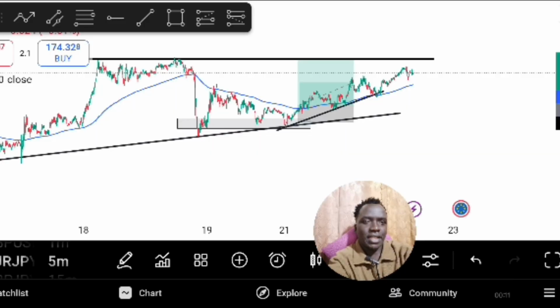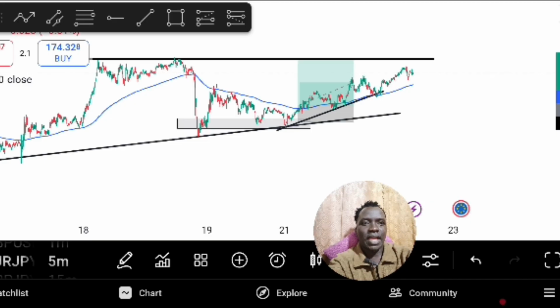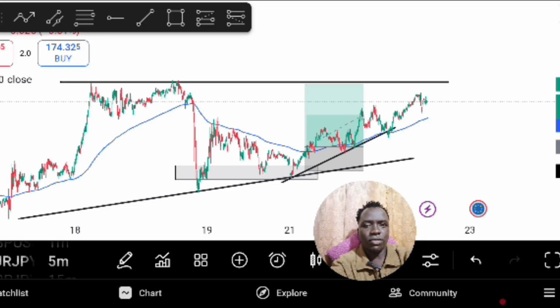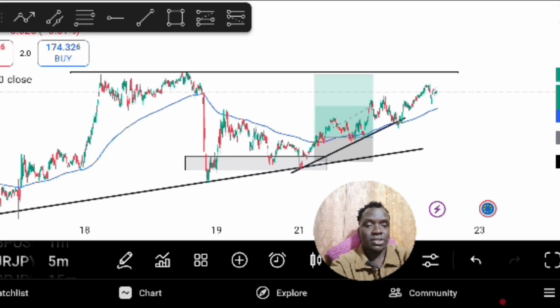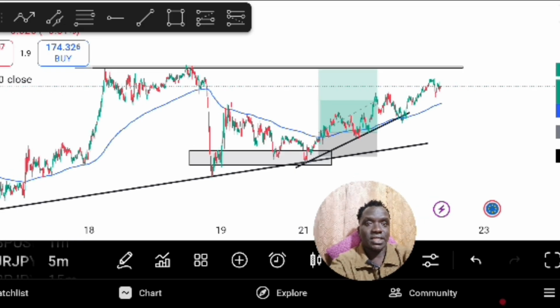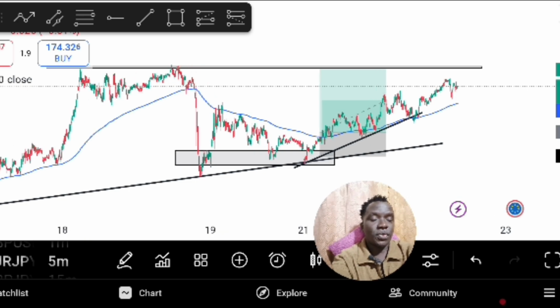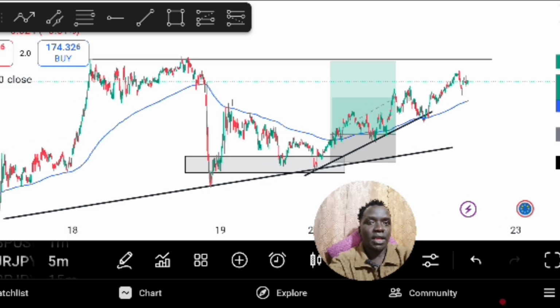Let us go to the chart and then we see. Yes, traders, you can see that this is Euro JPY. I took this trade early in the morning. However, it is on 5 minutes. It's quite surprising that it has taken so long. We shall do some top-down analysis here.